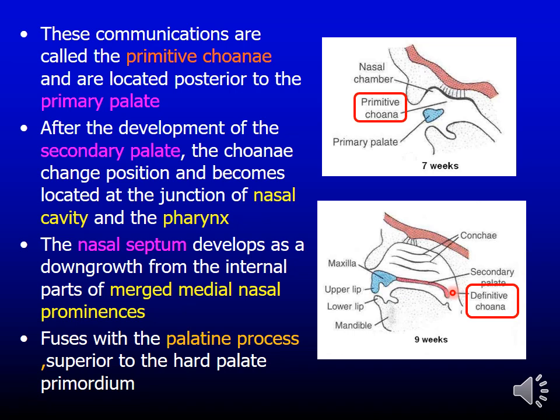The nasal septum develops as a downgrowth from the internal parts of the merged medial nasal prominences, and fuses with the palatine process superior to the hard palate primordium.